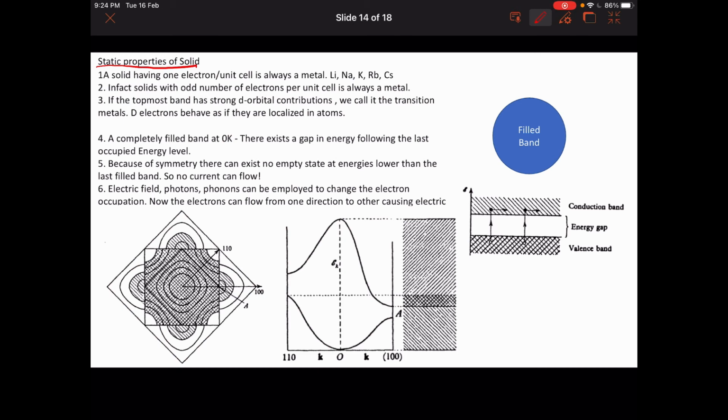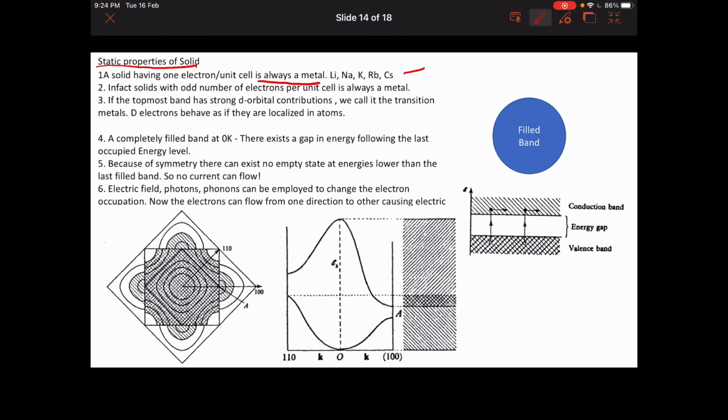observations. A solid which has 1 electron per unit cell is almost always a metal. Why? Because the number of unit cells you have gives you that many unique k values, and each k value can have 2 electrons. So if you have only 1 electron per unit cell, the last band is obviously unfilled, only partially, half filled. So most solids with 1 electron per unit cell are almost always metals. Examples are lithium, sodium, potassium, and so on.